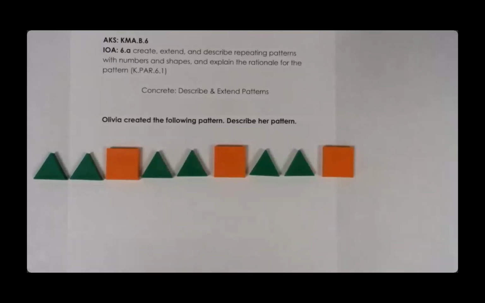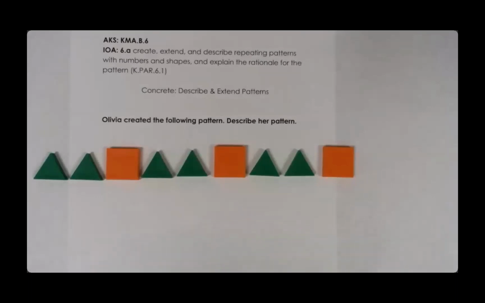IOA 6.8 states students will create, extend, and describe repeating patterns with numbers and shapes and explain the rationale for the pattern. In this unit, we will describe and extend patterns at the concrete level. We do this with body movement and 2D shapes. And please remember, this is an ongoing IOA. So later in the year, we will work on creating patterns as well as look at repeating patterns with numbers or with letters.